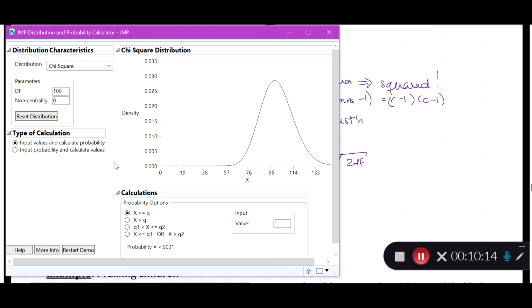So as my degrees of freedom increases, especially when I get very large, so that would be like having a lot of rows or a lot of columns in a contingency table, I'm going to get more and more and more symmetric. It's still going to be right skewed, but the skewness is not going to be as apparent.